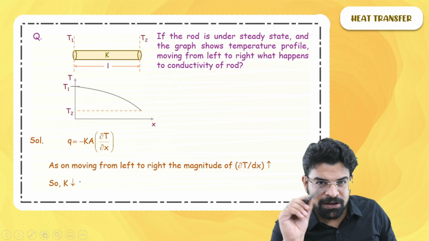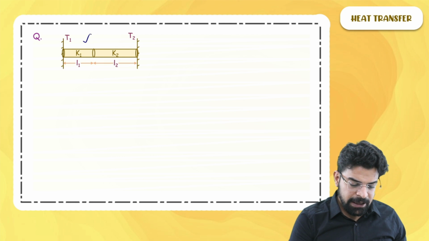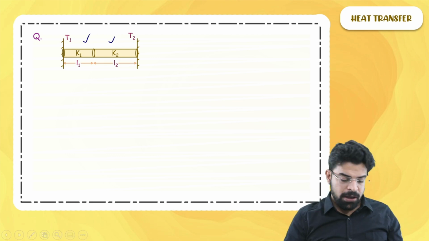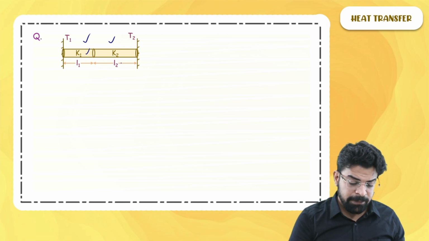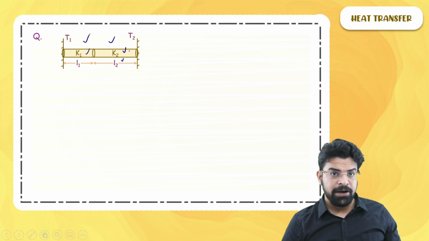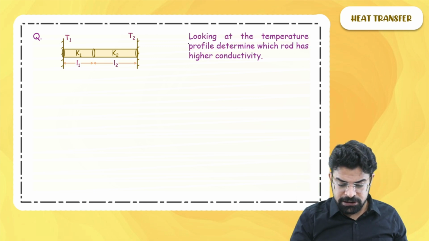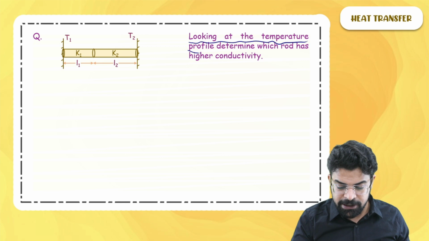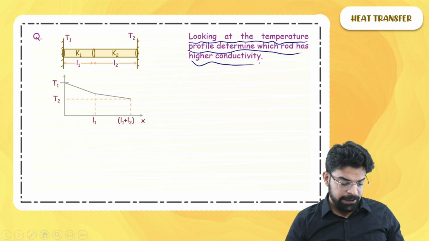Let's move on to the next example of the same type. So this time the example is, here we have got a composite rod. The left part has a length L1, conductivity K1, the right part has a length L2, conductivity K2. The temperatures of the two extremes are T1 and T2. The question is, looking at the temperature profile, determine which rod has higher conductivity. So this is what the temperature profile looks like.